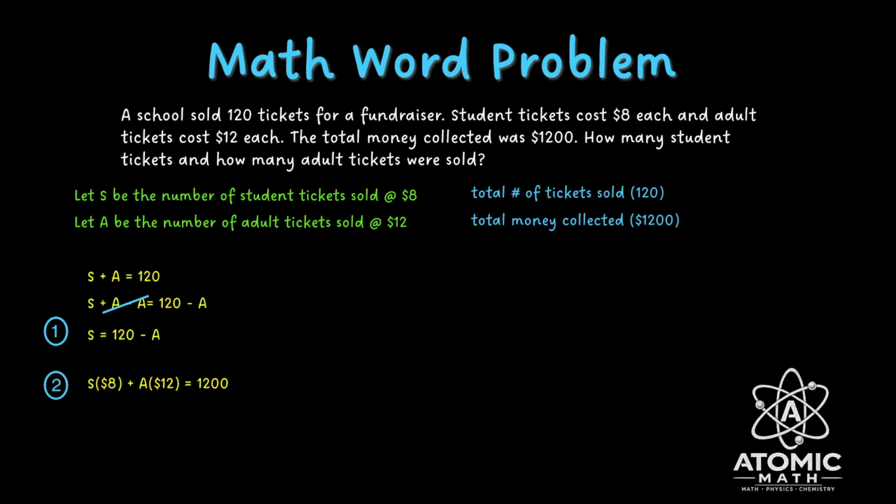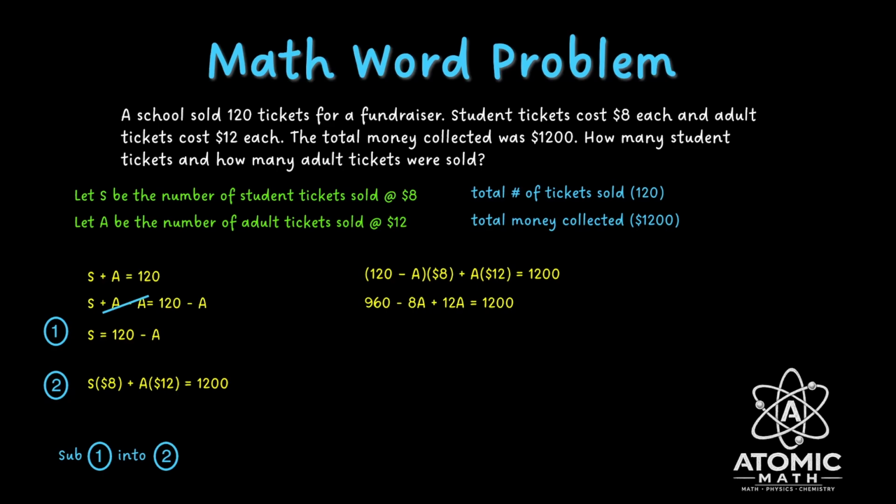And as you can see, in equation 1, we rearranged that so it could be expressed in terms of S. So now we're just going to sub equation 1 into equation 2. So instead of S, we're going to put 120 minus A, and then we're going to times that by $8, plus A times $12, equals $1,200. If we multiply that out, we're going to get 960 minus 8A plus 12A equals 1,200.